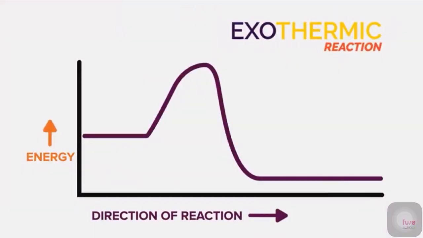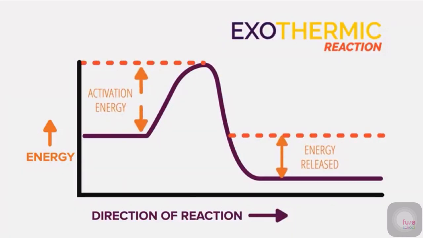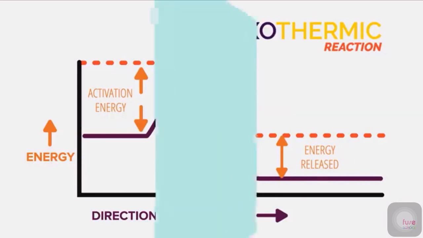Because in exothermic reactions, energy is given out to the surroundings, this means that the energy of the reactants is higher than the energy of the products. Hence the energy curve for exothermic reactions will look like this.